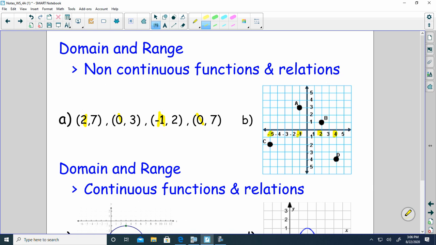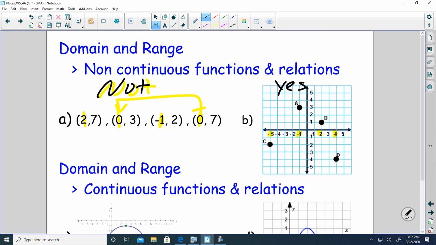Oh, take it back. That was letter B. I'm sorry, I looked at the wrong thing. I apologize. But when we take a look at this, I have a 2, I have a 0, I have a negative 1, and I have a 0 that happened a second time. So this is not a function. This one is a function because none of the x values repeat.